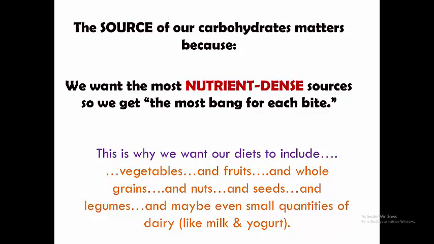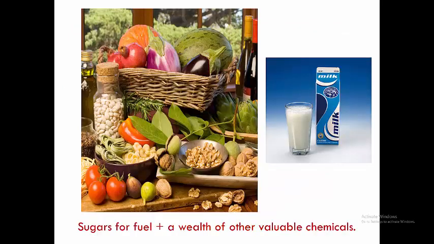If I give you a croissant, you could probably eat 5. We all know you smush a croissant down, there's not much to it, and it's good. That's because it's made of refined grains. So, here's the thought that you should have at this point. These foods, dairy, and plants contain sugars for fuel plus a wealth of other valuable chemicals.